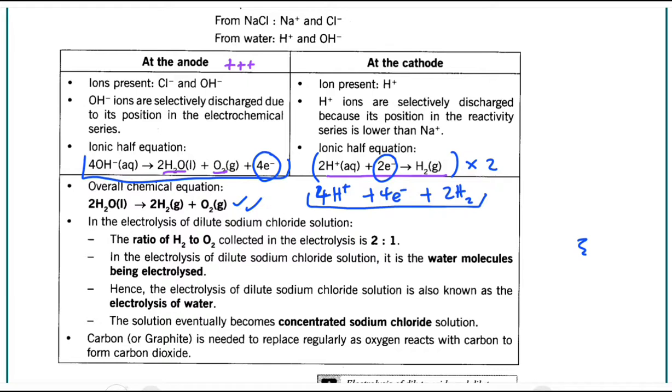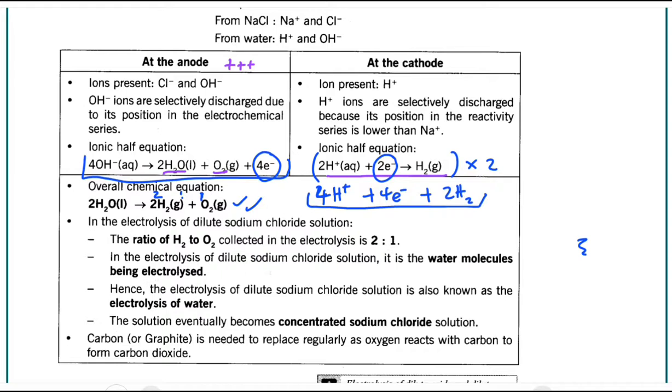And the reacting ratios, or the ratios for the gases, I told you earlier on, you look at the overall equation. After the overall equation, you see here we have a 2 to 1 ratio.